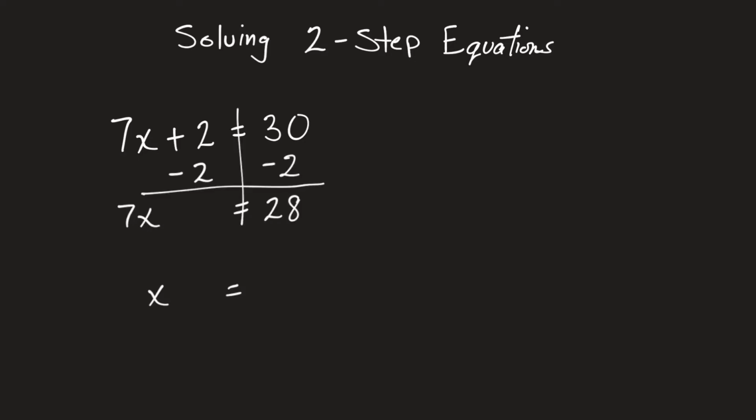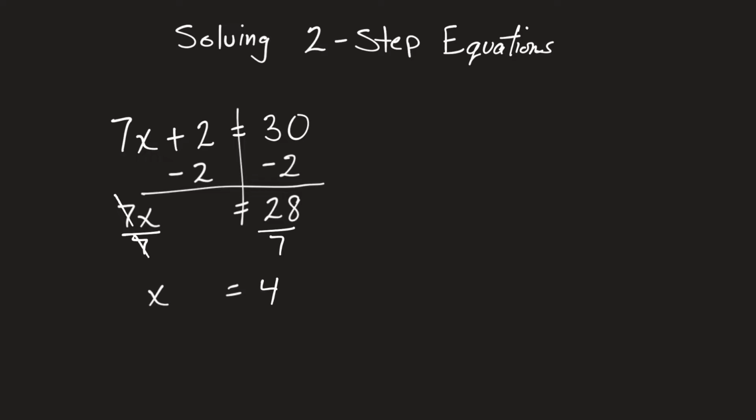And then now I'm going to use inverse operations again. That's multiplication, and I'll use division to solve for x. So these would cancel out. I now have x, and I have to divide by 7 on the other side as well. And 28 divided by 7 is 4.